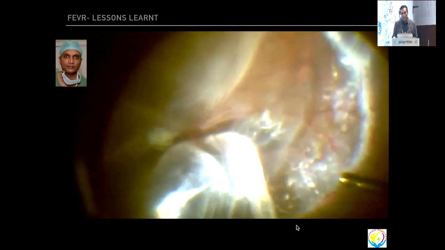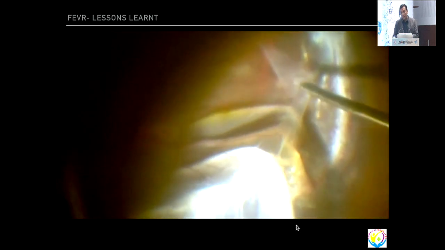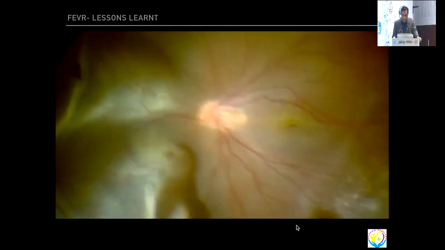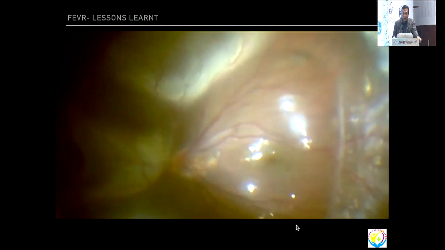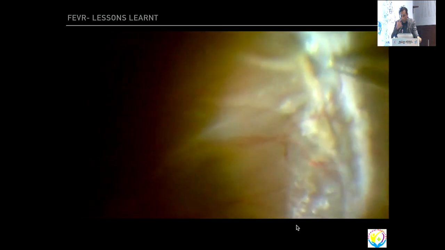Coming to FEVR cases, this was my first case of FEVR, which I did almost 10 years back, and I did not know the complexities of these cases. You can see this temporal fibrovascular area, and I thought I would peel it, but that was a very good learning lesson for me, because this is so adherent that if you try to peel it, you will create bleeding, you will create inadvertent iatrogenic breaks, and there is no point in peeling it. The only thing you can do is to just shave it off.